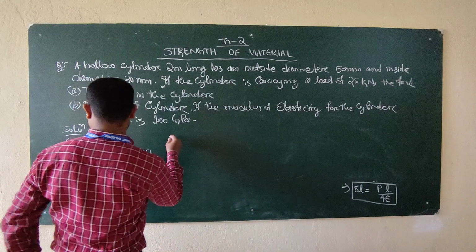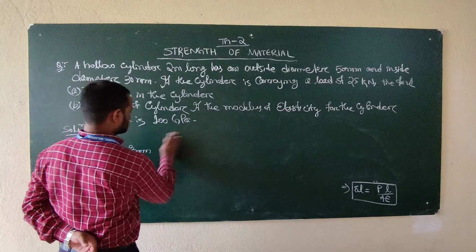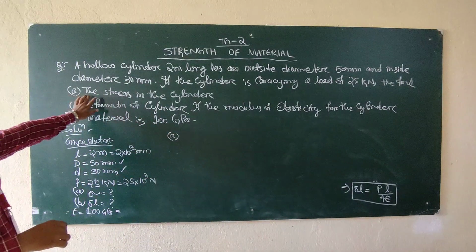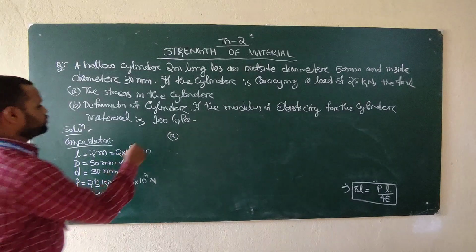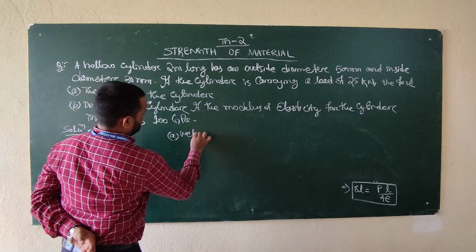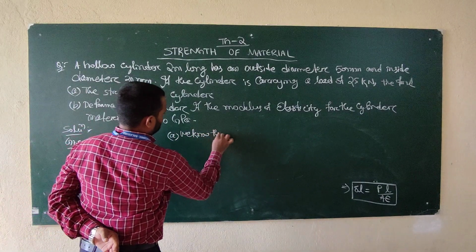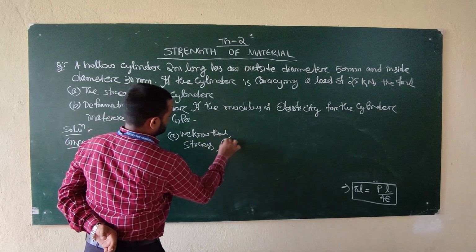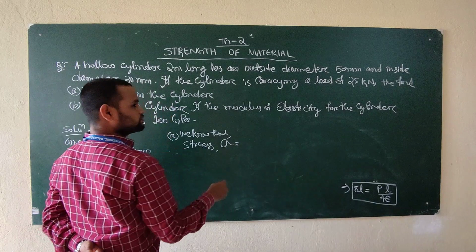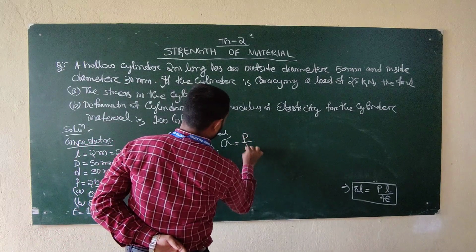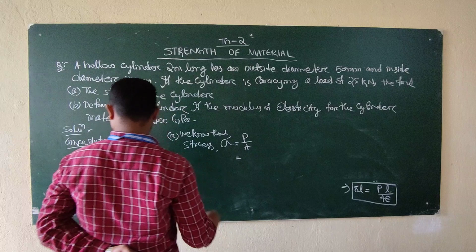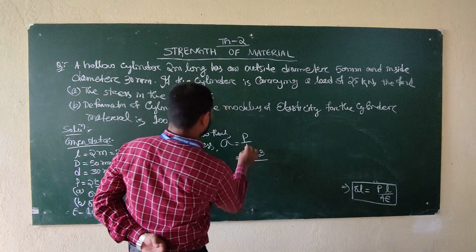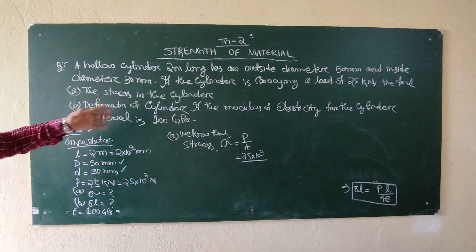So complete now. In A, what is the stress in the cylinder? We know that stress, sigma equal to P by A. That is equal to P, 25 into 10 to the 3, by A. That means cross-sectional area.